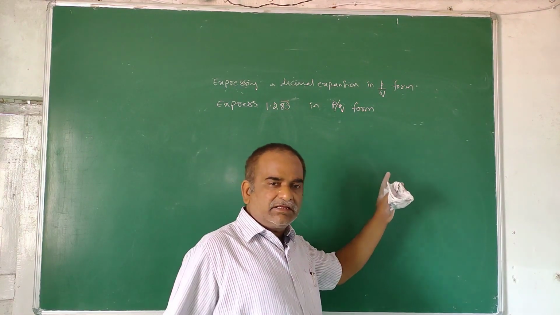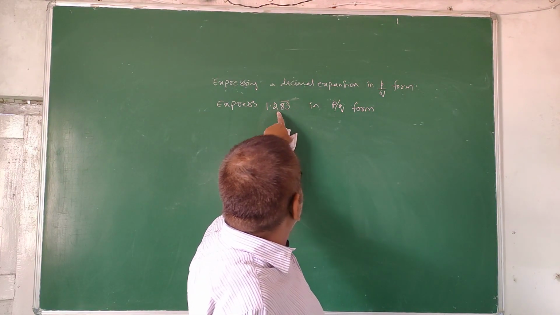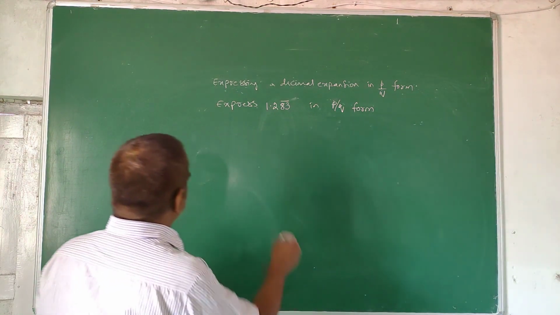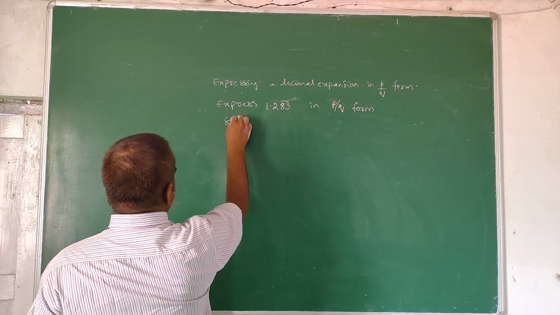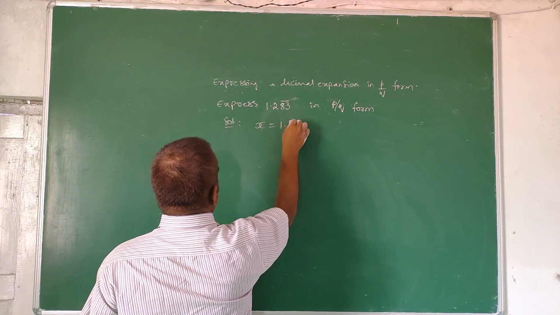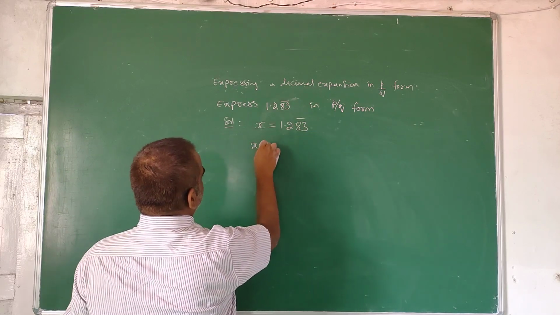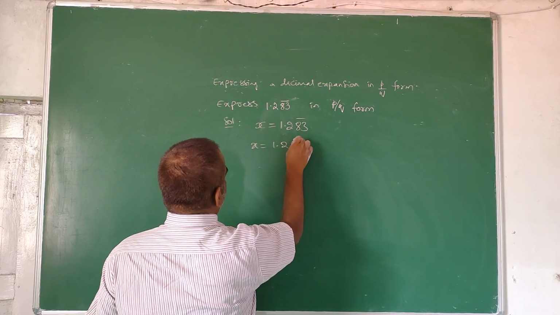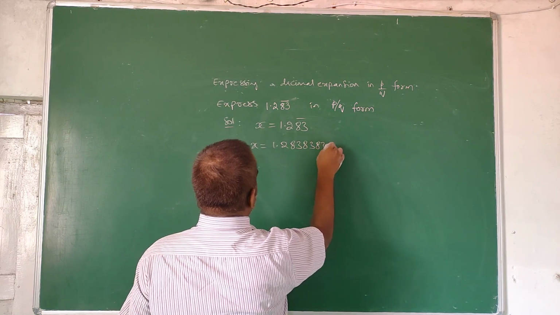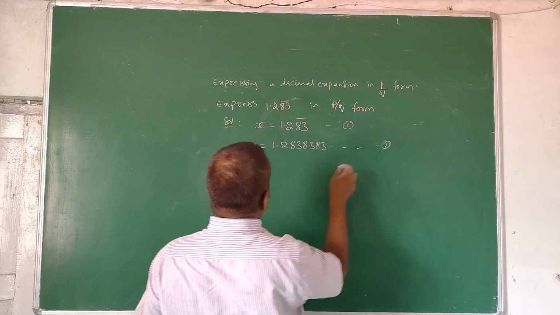Our next problem is: express 1.283 bar in P by Q form. So solution, let us consider x is equal to 1.283 bar. In expanded form it is 1.2838383 and so on. So this is equation 1, and this is equation 2.